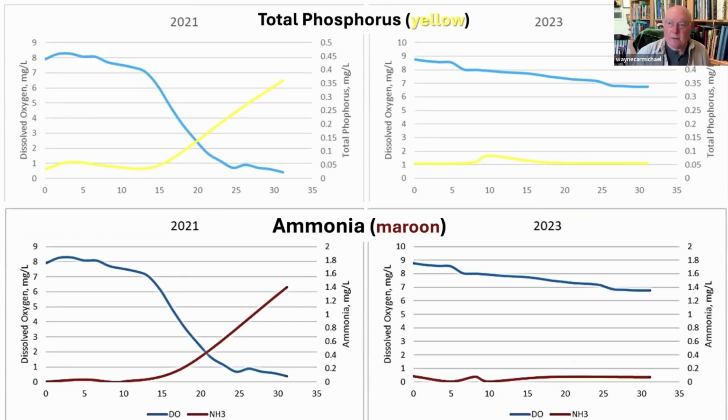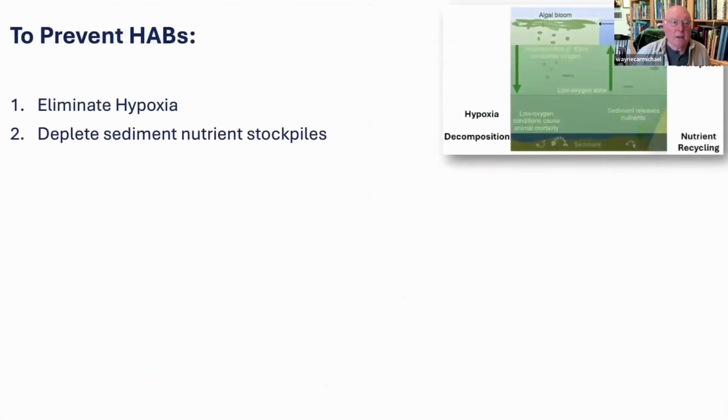Along with that, there was an ammonia effect. Here, this is the ammonia graph on the left, 2020-21, the maroon graph showing the increase in ammonia. And by 2023, the improvement in the oxygen and the lowering of the ammonia. So that affected the hypoxia. That was, in effect, controlling hypoxia.